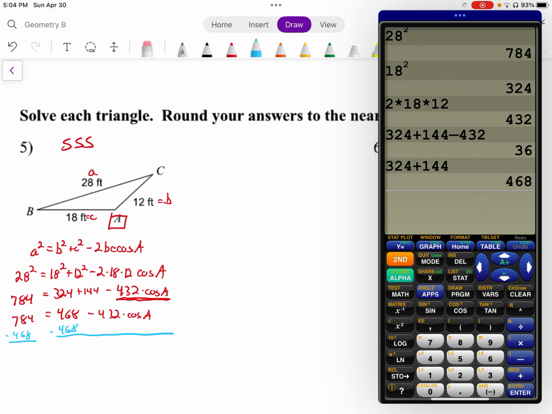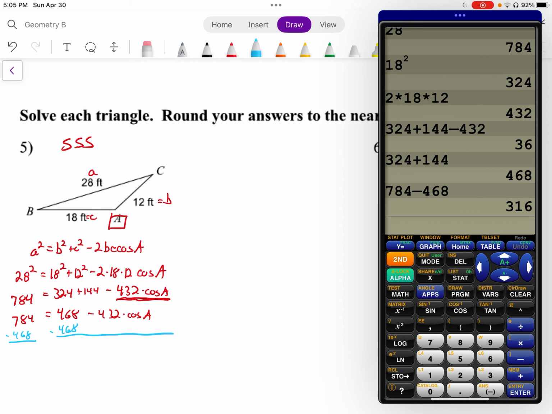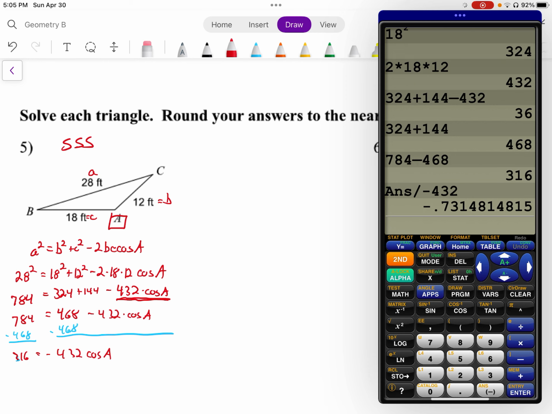So we have 784 minus 468. Probably don't really need a calculator for that. We get 316 equals negative 432 times the cosine of A. Now we can get rid of the 432 by dividing by negative 432. So I'm typing that over here in my calculator. I'll show that we were doing that step. We're dividing by negative 432.